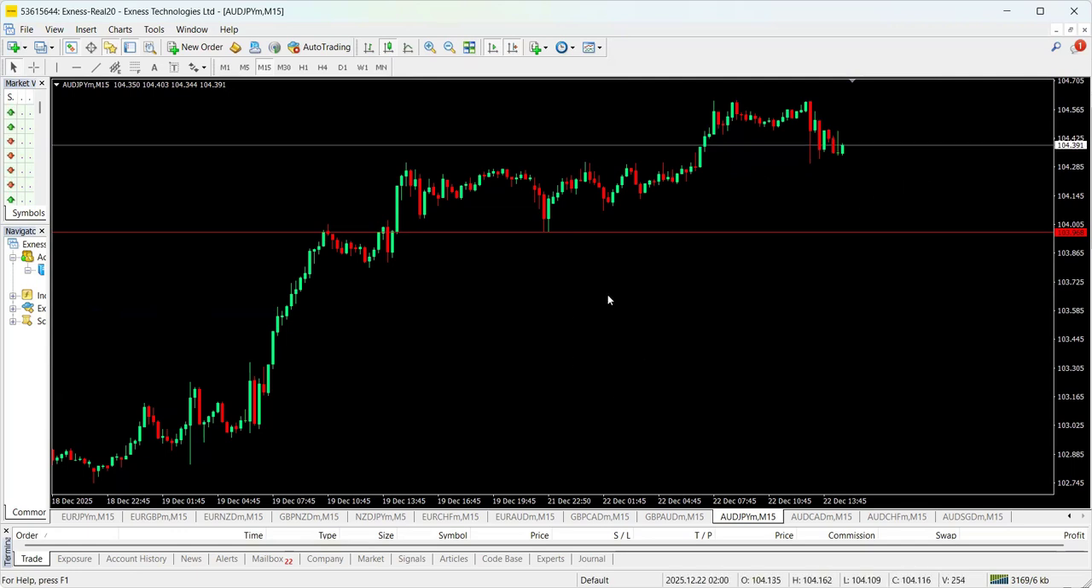So this shows that our overpower strategy also works on AUD/JPY. Okay.